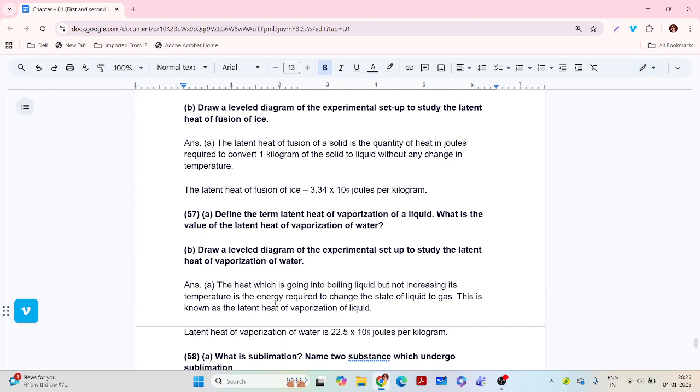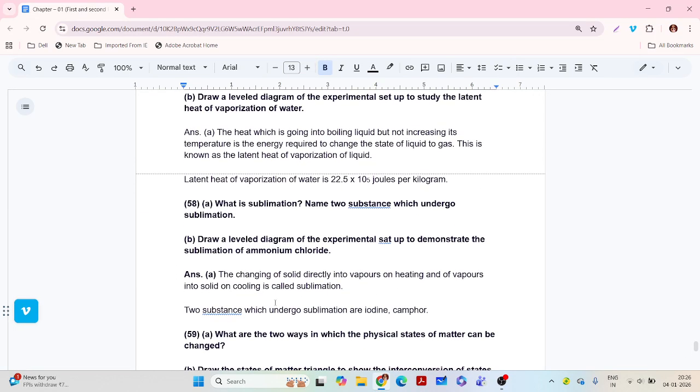Define the term latent heat of vaporization of a liquid. What is the value of latent heat of vaporization of water? The heat required to convert 1 kg of liquid into gas at its boiling point without any change in the temperature is termed as latent heat of evaporation. It is 22.5 into 10 to the power 5 joules per kilogram.